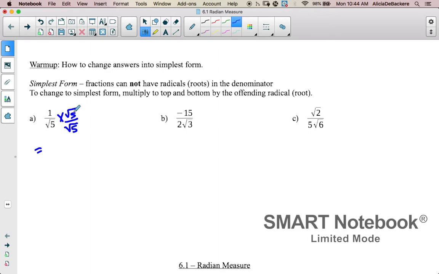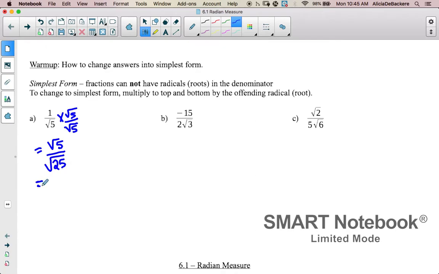So now I'm going to multiply across the numerator. 1 times root 5 just gives me root 5 in my numerator. Then multiplying across the denominators, I've got root 5 times root 5. Hopefully you remember from grade 11, multiplying radicals, that when I multiply two radicals of the same type, here both square roots, I can just multiply the numbers under the root together. So 5 times 5 gives me 25.